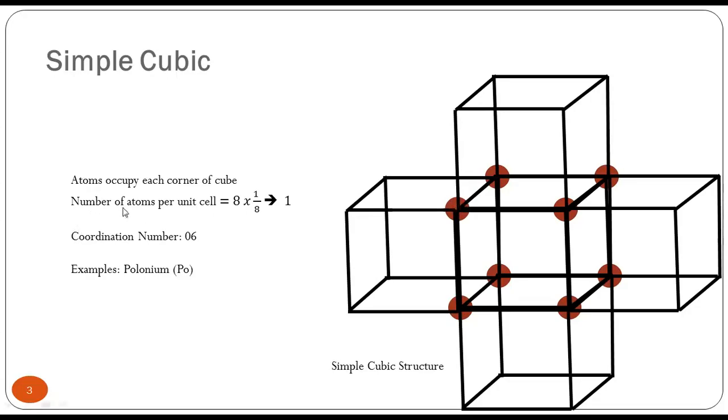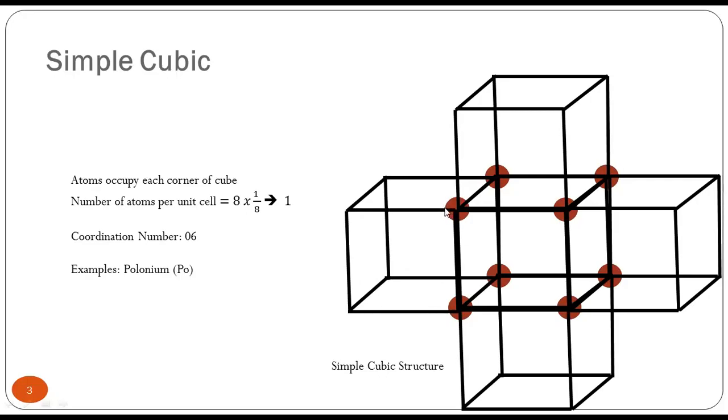So the number of atoms present per unit cell in the simple cubic is 8, each contributing 1/8. So basically it gives us the value of 1. So materials with this structure have one atom per unit cell. The coordination number of an atom in this simple cubic structure is 6.